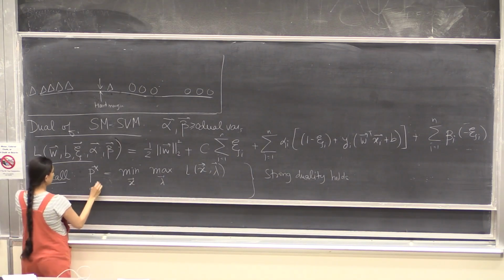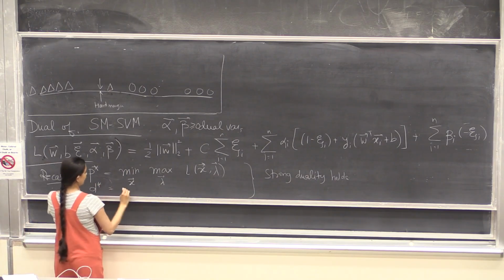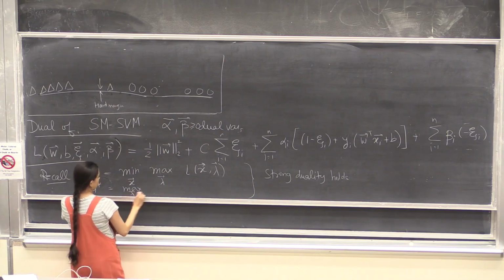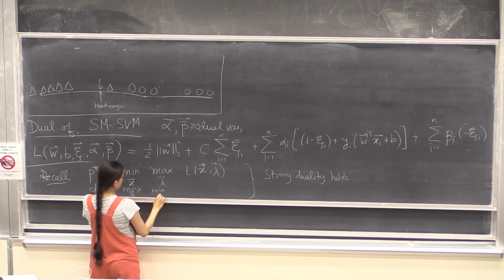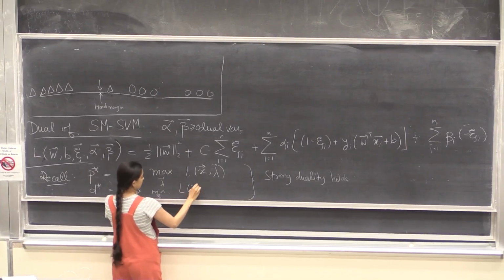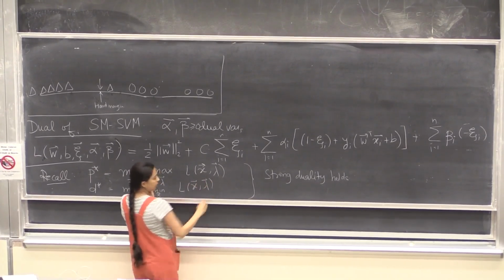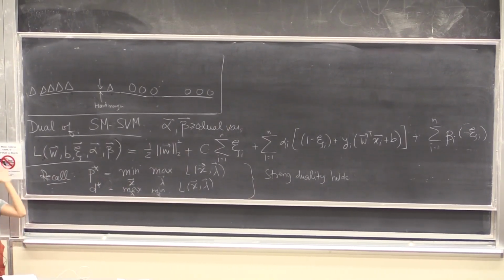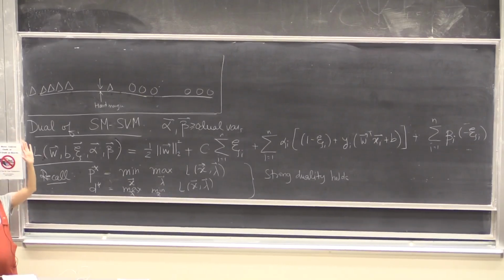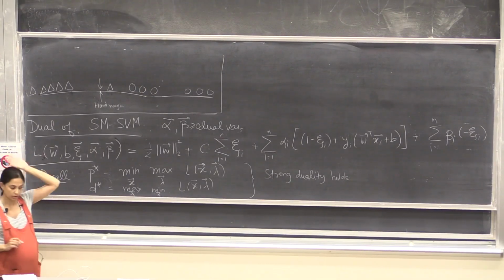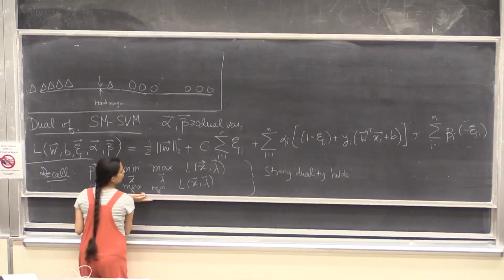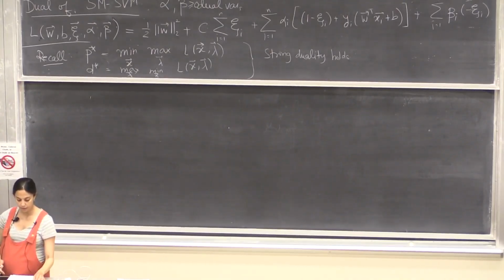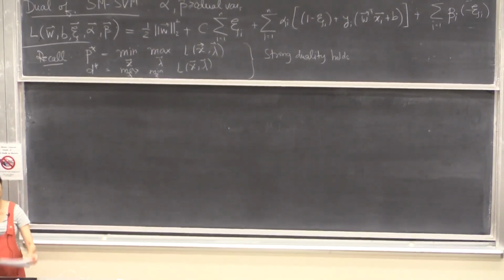Then I can write the dual as the max over lambda, min over x of L of x comma lambda. I can obtain the dual by switching the max and the min. We talked about this way back when we were talking about duality. Okay, good. So I want to use this property of duality, and the other thing I want to do is use the KKT conditions.